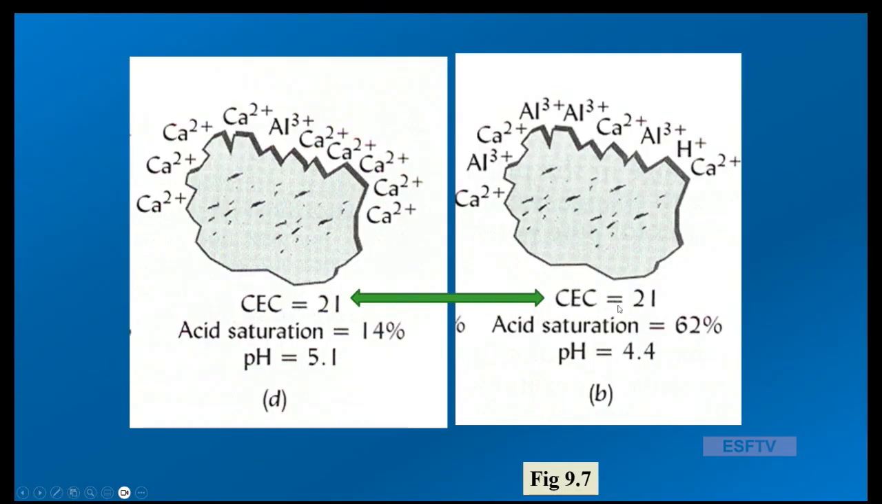We take that CEC, same CEC, and we jack up the acid saturation to 62%. You see a lot more aluminums. And look at what happens to the pH. pH drops. So this is a pretty good example of the impact of acid saturation on pH. As you increase acid saturation, you decrease the pH. It's much more acidic. The more aluminums and hydrogens you have taking up, the more acidic, the lower the pH.